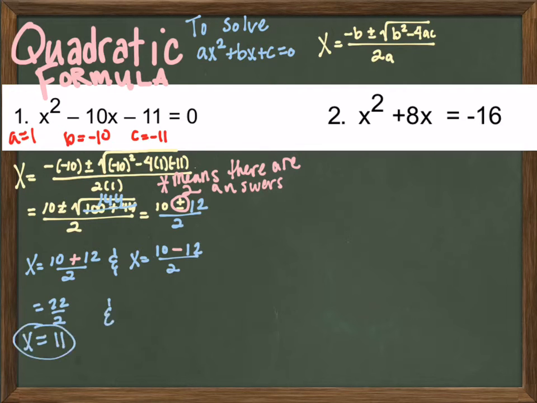And those simplify to 11 and negative 1. So 11 and negative 1 are the two answers that solve this equation. If you plug them in for x, that would give you 0.